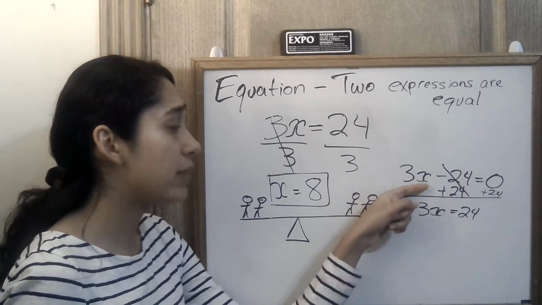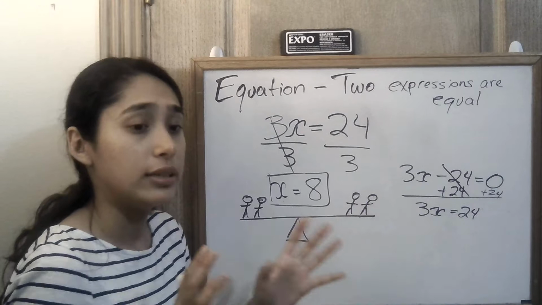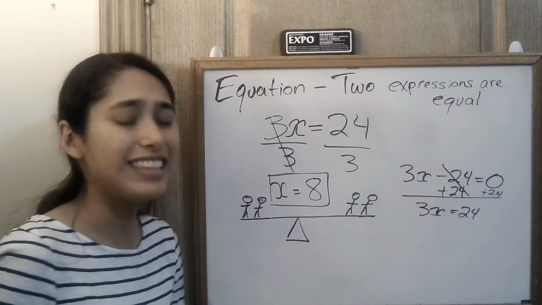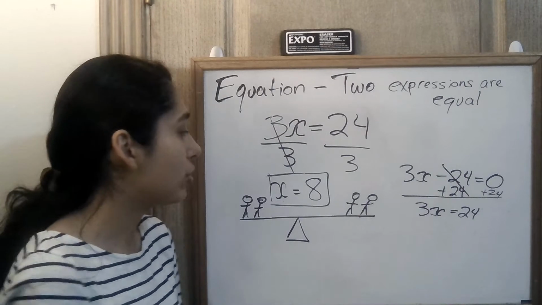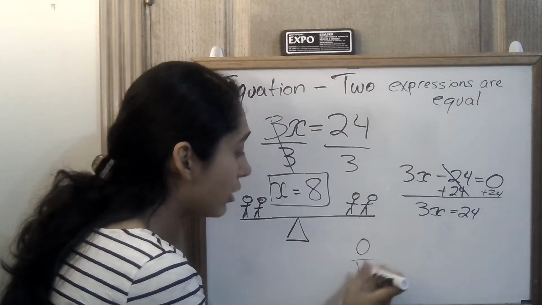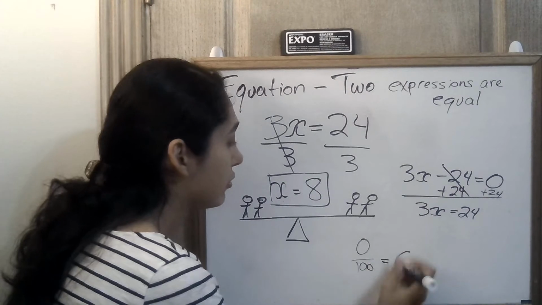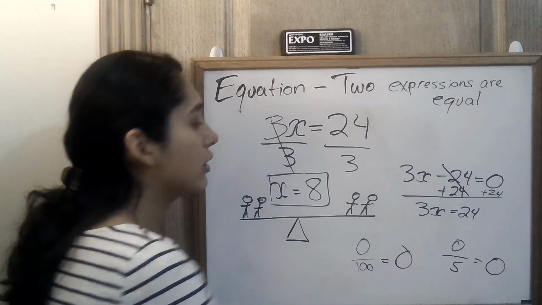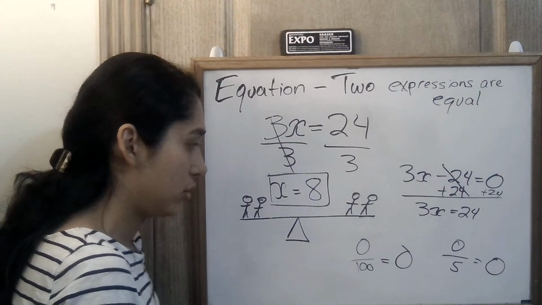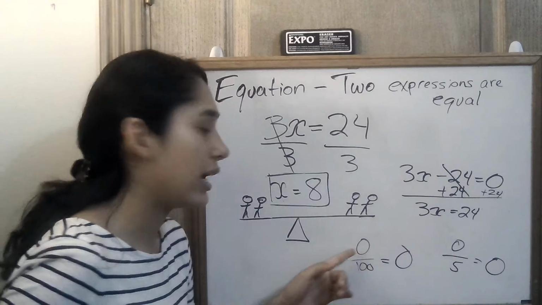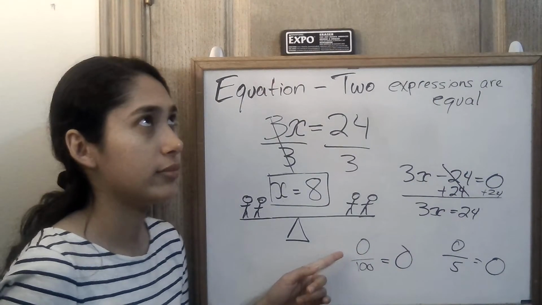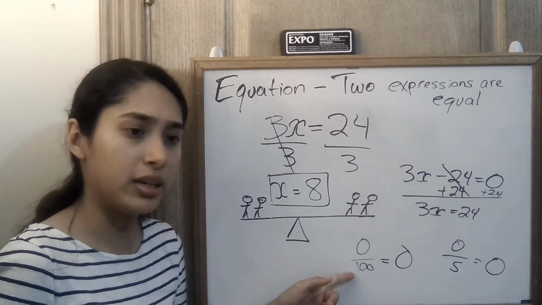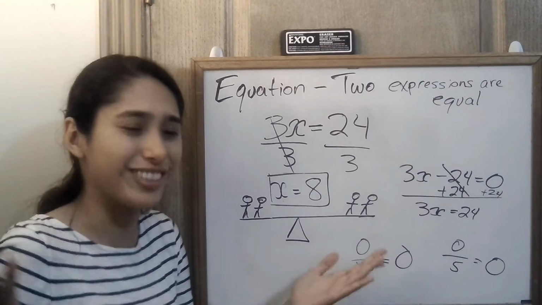If I try to divide by 3 on both sides first, 0 divided by any number except for 0 is equal to 0. So 0 divided by 100 is going to be 0. If I have 0 divided by 5, I end up with 0. So like let's say I have 0 shoes to put in 100 boxes. How many boxes am I going to need? 0, because there's no shoes.